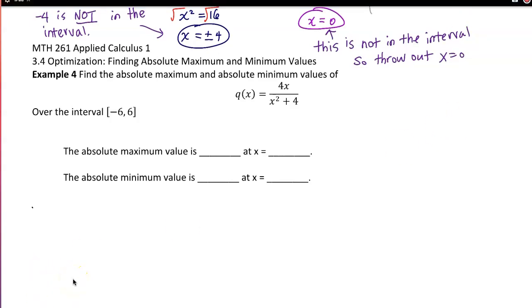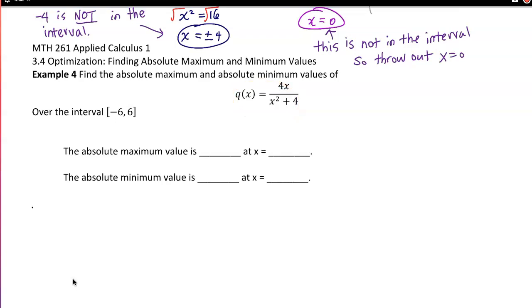Let's go over example 4 in this video for Math 261, Applied Calculus 1. And we're looking at this optimization problem. And this one is going to be a little bit tricky because we have to remember to use the quotient rule. I'm saying we have to use the quotient rule because Q of X is a quotient. It's a ratio. It's a rational function.